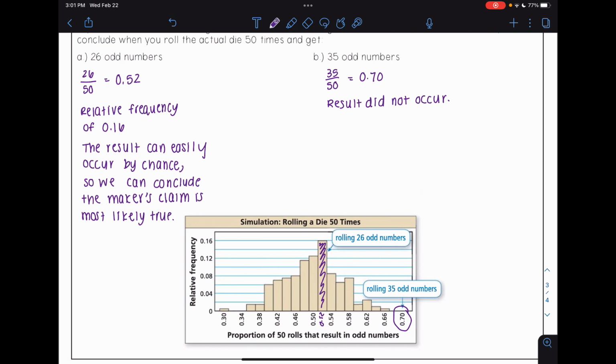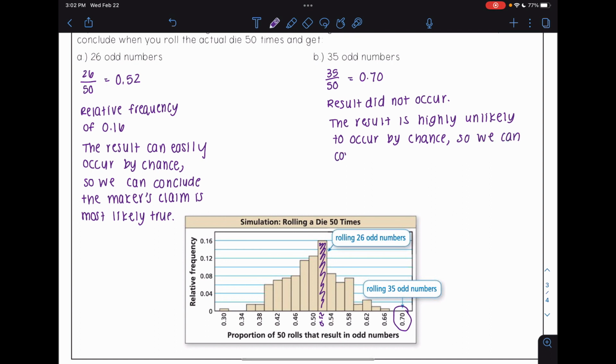And so because getting 35 odd numbers is highly unlikely to occur by chance, we can say the result is highly unlikely to occur by chance. So we can conclude the maker's claim is most likely false.